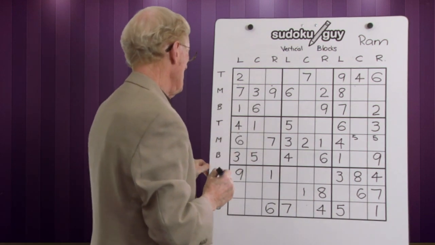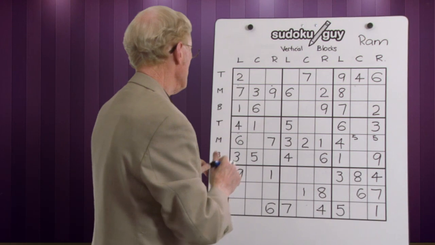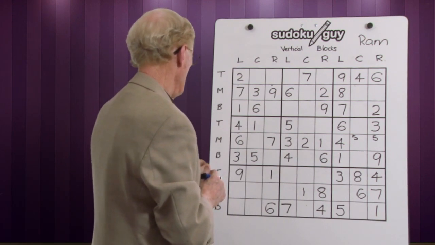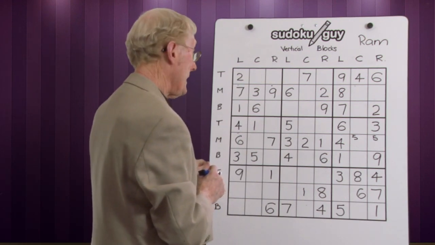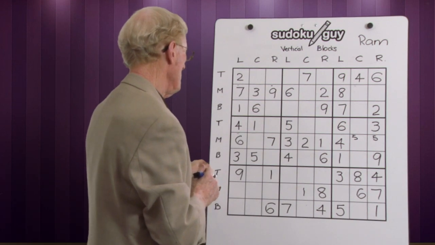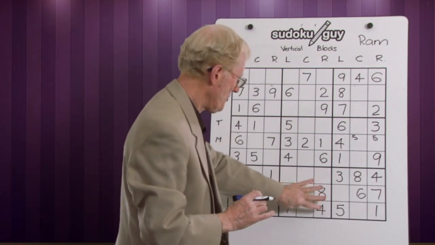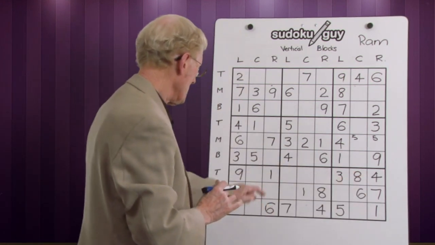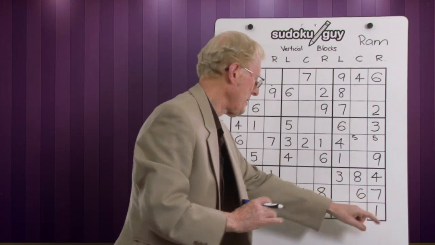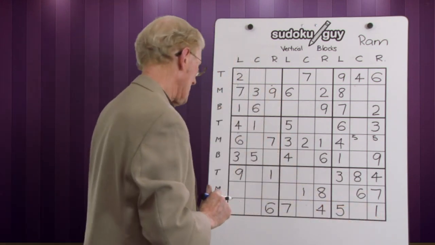7s. There's only one 7. Okay. 8s. I don't see any 8s. 9s, there's only one 9, so we push down to these 3 horizontal blocks. Take the 1s. We have a top, a middle, and a bottom. Done. Forget about it. Fixed.